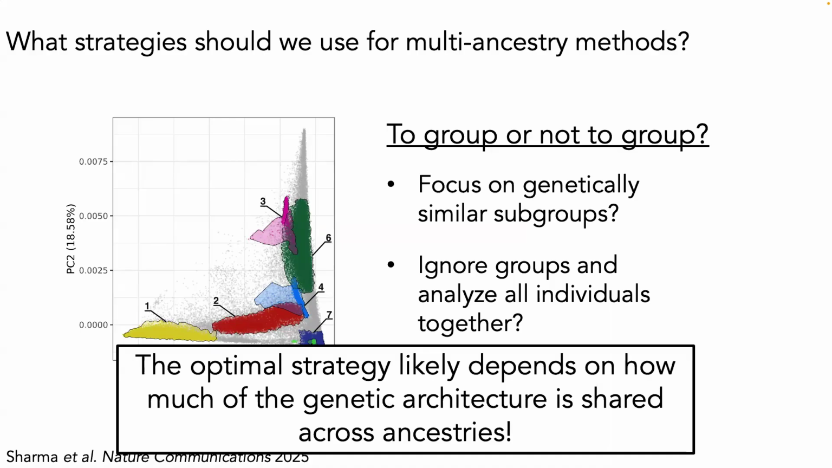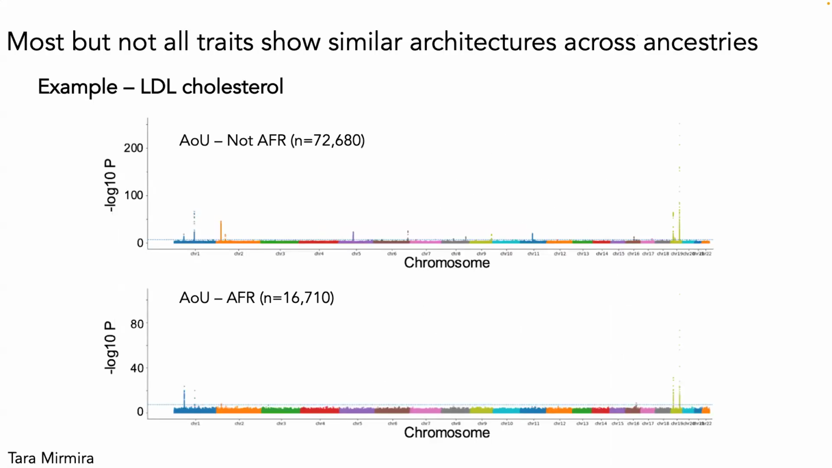And as in anything in biology, the answer is probably, well, it depends, right? Some traits are probably largely shared. This is just looking at Manhattan plots for LDL cholesterol in the All of Us cohort, looking at individuals with African or not African ancestry. There are some differences, but more or less the signals that we're seeing for LDL cholesterol are largely falling in the same places.